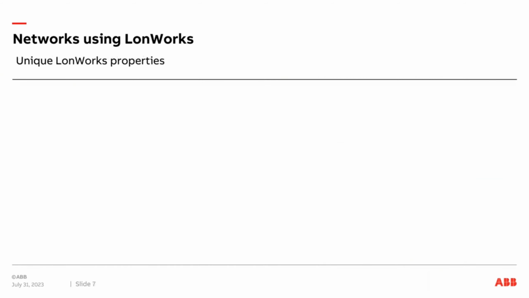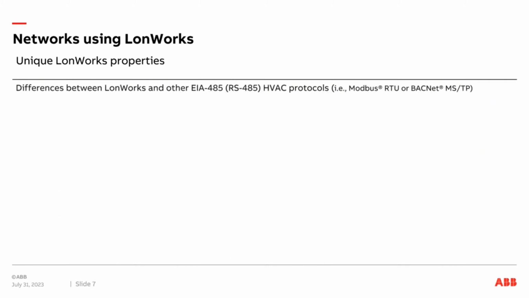When we look at networks that use LAN, we can find several unique LonWorks properties. So for this discussion, I'll concentrate only on the differences between LAN and other HVAC protocols, such as Modbus RTU or BACnet MSTP. The first observable difference that stands out is the wire type specified. Typically, a 485 network is required to use shielded, twisted wire pair, and it could either be 2 wires and a shield or 3 wires and a shield.